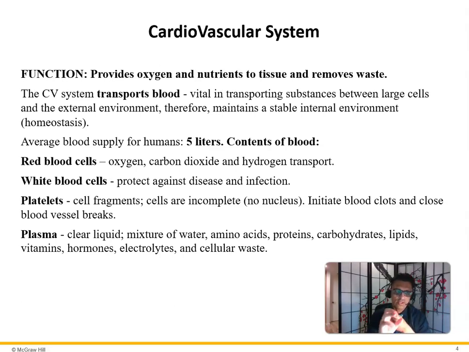Red blood cells. They carry oxygen, carbon dioxide, and hydrogen transport. You have white blood cells that protect against disease and infection. You have platelets, which are little cell fragments. Cells are incomplete, but those are the things, if I cut myself, that the platelets will come in and help clot the blood. Those that are on blood thinners take longer to clot, therefore a little nick can be very dangerous for them. And then plasma is the clear liquid, and that's a mixture of water, amino acids, proteins, carbs, lipids, vitamins, hormones, electrolytes, and cellular waste. Okay.